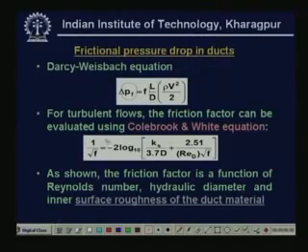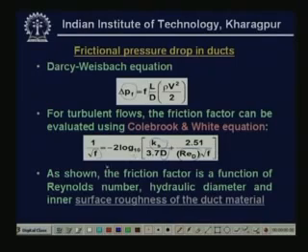You can see the Colebrook and White equation, where F is the friction factor, Ks is the surface roughness of the duct, D is the diameter of the duct, and Re subscript D is the Reynolds number based on the diameter. If you know the Reynolds number and the surface roughness, you can find the friction factor. Obviously, the Reynolds number depends upon the flow rate, diameter, density, viscosity, etc. So you know the definition of that.